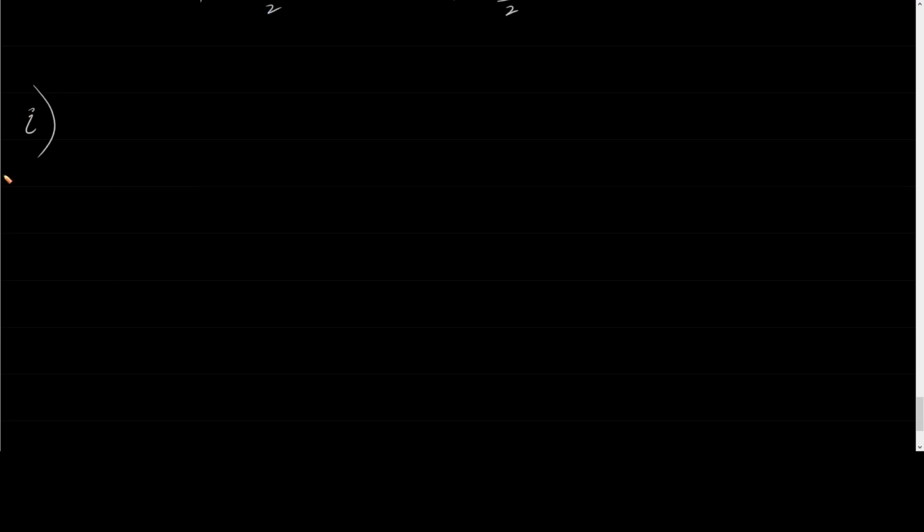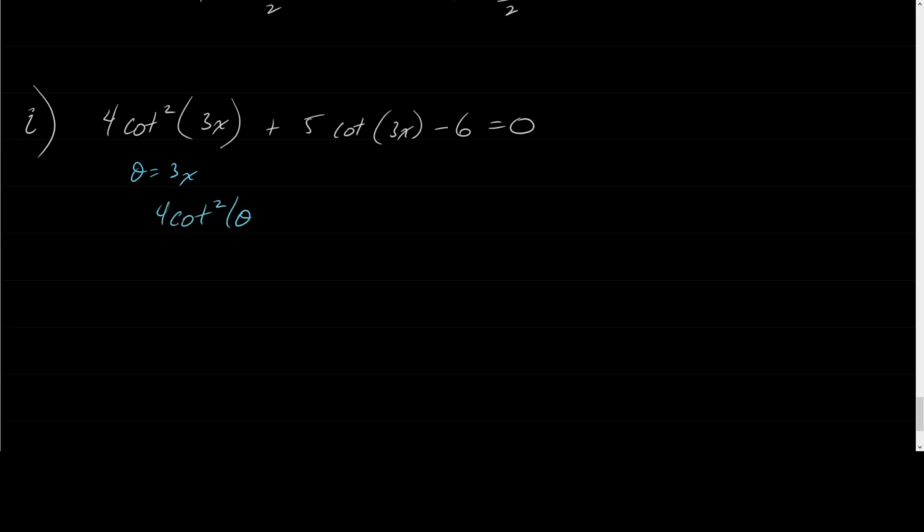Let's say that I had something like 4 cotangent squared of 3x plus 5 cotangent of 3x minus 6 is equal to 0. All right. So in here, what we're going to do is start by doing a theta substitution. So I'm going to say, well, if theta is equal to 3x, then this equation becomes just simply 4 cotangent squared of theta plus 5 cotangent of theta minus 6 is equal to 0.